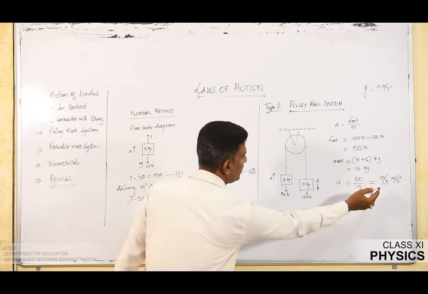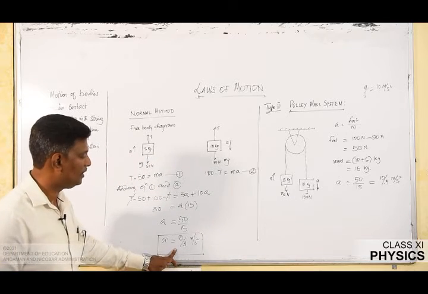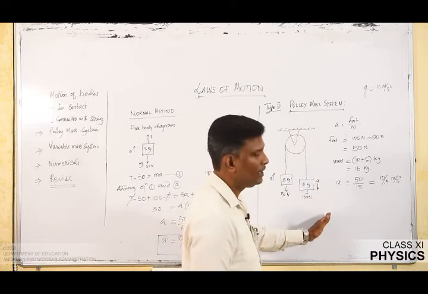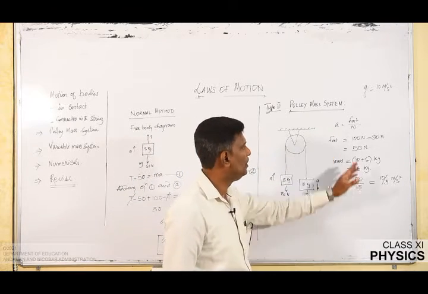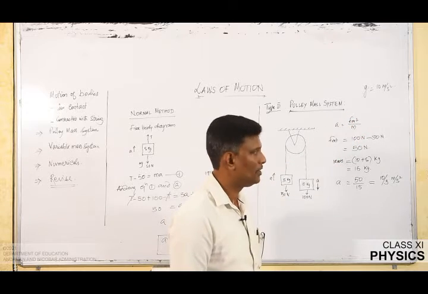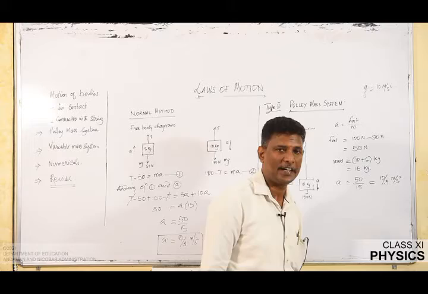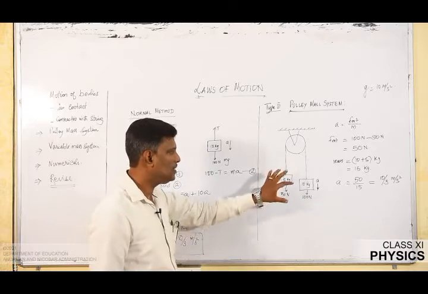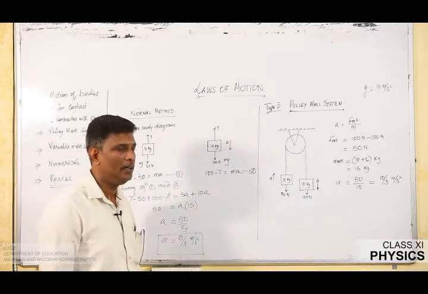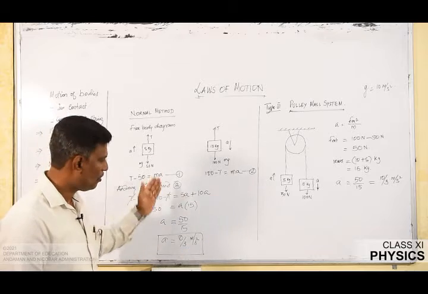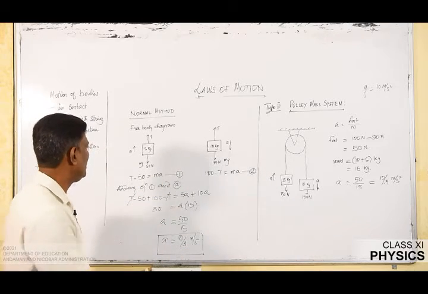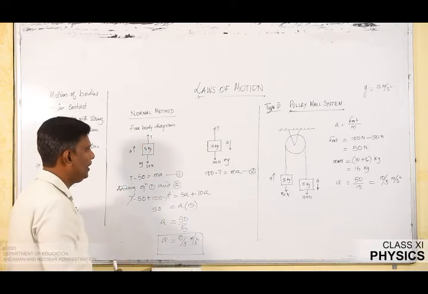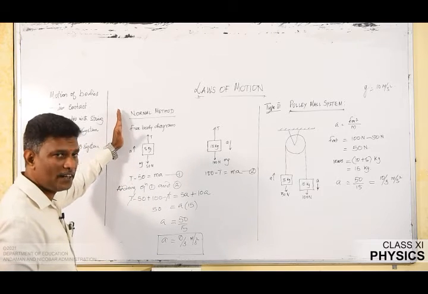So we got the same answer, 10 by 3 meter per second square, here also 10 by 3 meter per second square. In the shortcut method, we simply used acceleration is equal to net force divided by the total mass, and we got the answer 10 by 3 meter per second square. In the normal method of solving complex problems, taking each block separately, drawing a free body diagram, making two equations and solving them, we get the same answer. Why T minus 50? Because the direction of acceleration is upward.